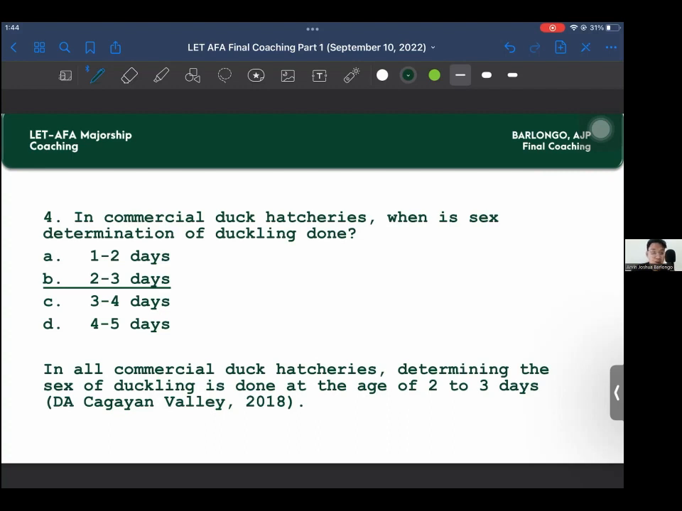'Di ba? Para at least meron kayong isang source lang na okay. So ilang araw, ilang buwan, ilang linggo ang mga processes na ito. Later, meron tayong mga items diyan on ilang araw or ilang weeks ang incubation ng egg, yung mga ganun na mga bagay. So, I hope you have that, yung ganung klaseng reviewer, para doon yung ilalagay itong mga ito. Okay? So, ayan. 2 to 3 days ang answer dito.